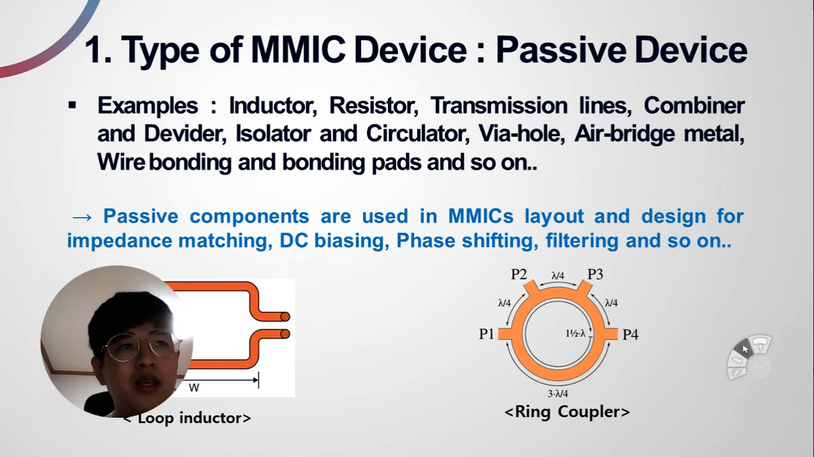In an MMIC device, passive devices are inductors, resistors, transmission lines, and so on. Passive devices are used in MMIC layout and design for impedance matching, DC biasing, and phase shifting.